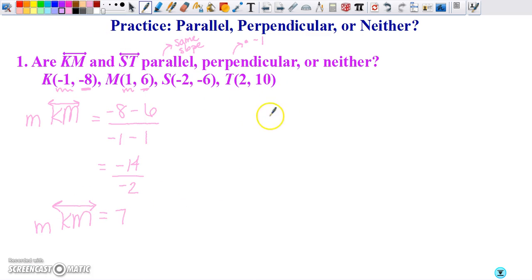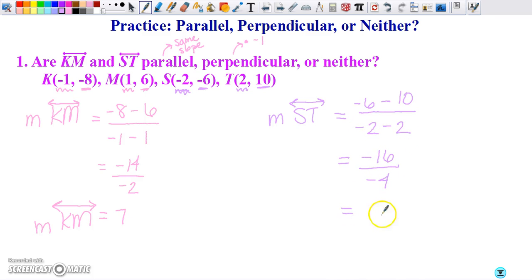Now when we go to do the slope of ST, so m and then ST, remember we're doing the slope of this line, y2 minus y1, and it doesn't matter what order you use these in, as long as you use the corresponding pair with the top one. So see how negative 2 and negative 6 make a coordinate point together? You need to make sure to use them together. All right, so we did negative 2 and then minus 2. So we end up with a negative 16 divided by a negative 4, which gives us a positive 4. So the slope of ST is a positive 4.